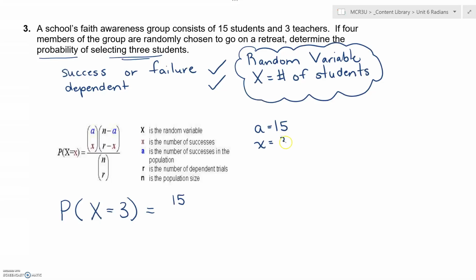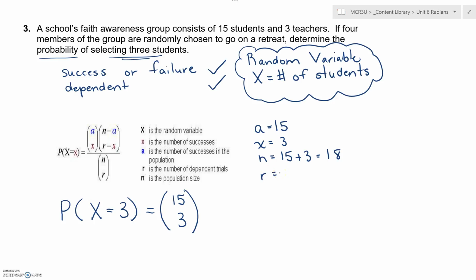So in this case, it's 3. So we're going to do 15 choose 3 to start. I'm going to label what the N variable is. N is the population size. So population size is all teachers and all students. So in this case, we have 15 students plus 3 teachers. So N equals 18.